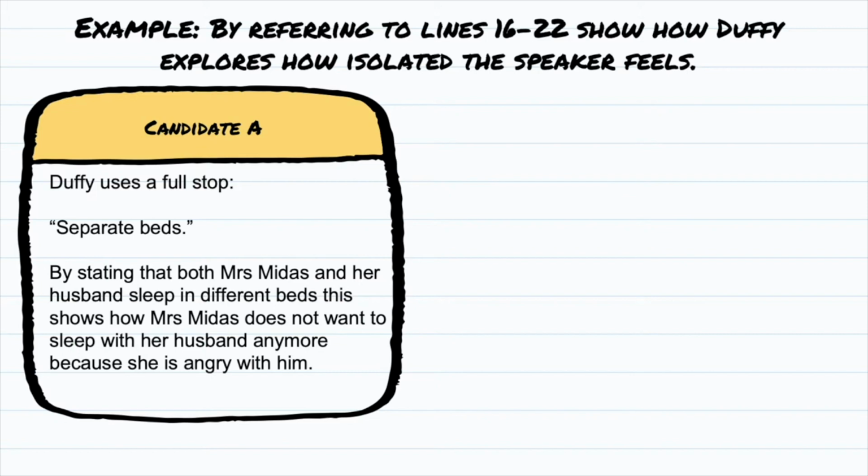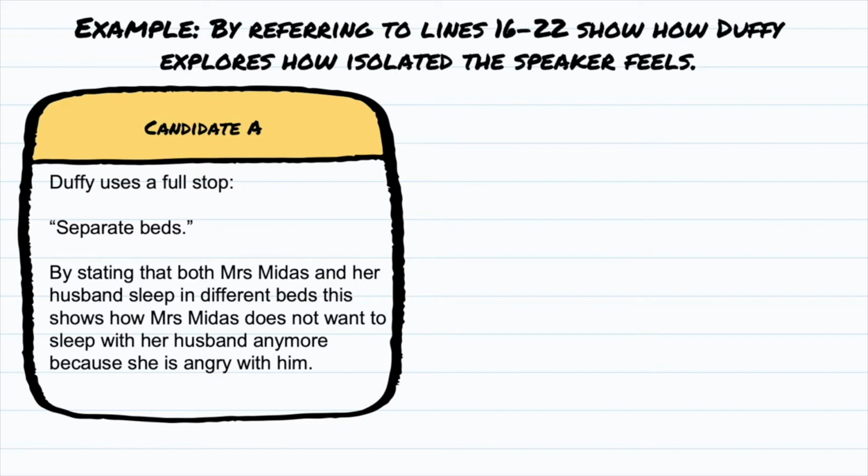Now theoretically she's followed the steps. She's talked about the technique and she's also quoted. She has quoted and there's an attempt at analysis. So far we can see that this candidate will receive 1 mark. The analysis says, by stating that both Mrs. Midas and her husband sleep in different beds, this shows how Mrs. Midas does not want to sleep with her husband anymore because she is angry with him.